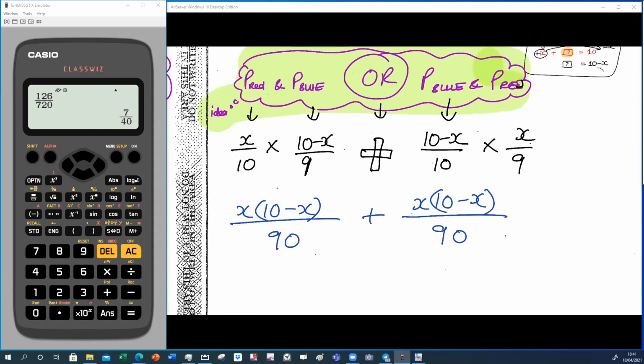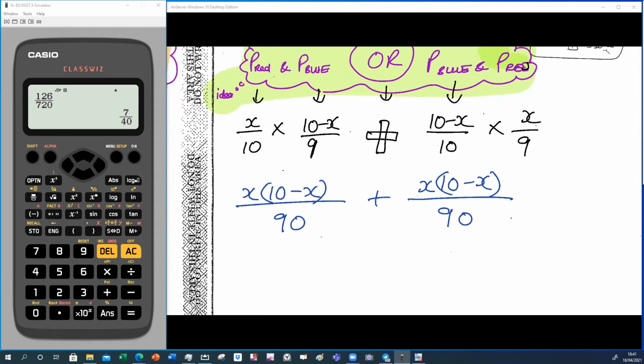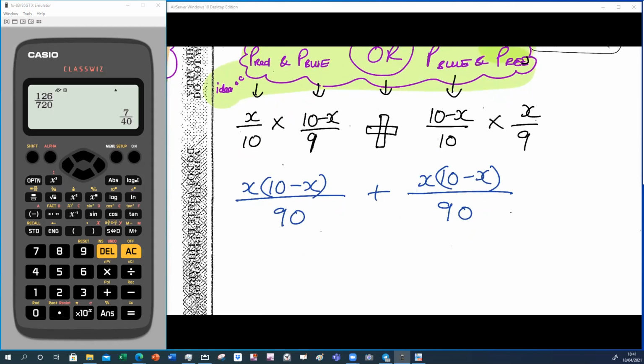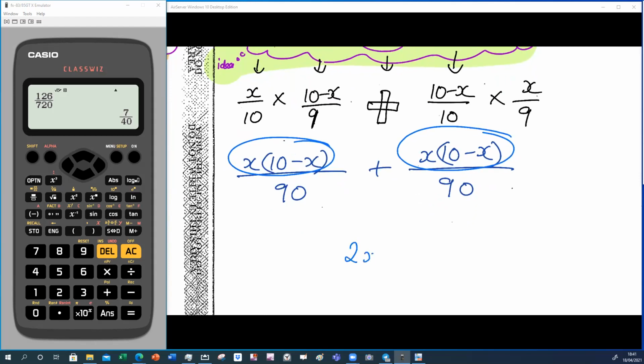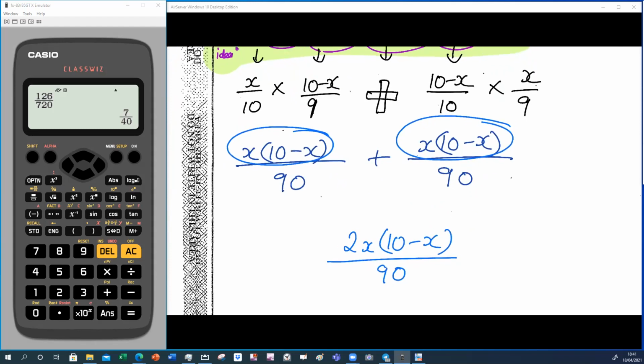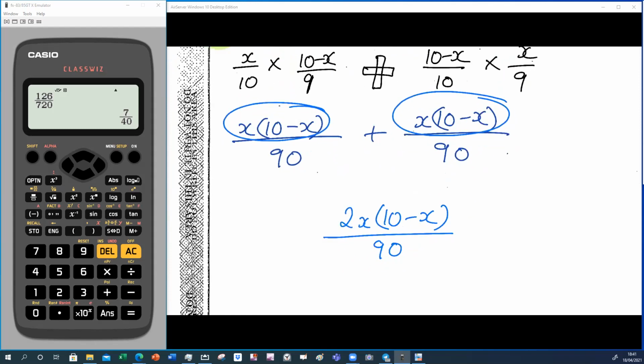So now, can you make that nice and beautiful for me, please? It's 10x minus x squared. Okay, now just think about it. If you have one of these, add another one of these. How many of them do you have? 2 of them. Done. Something as simple as that. Don't overcomplicate anything. You're doing algebra. You have one lot of them, and you have just 2 lots of them. What can you do with the 2 and the 90?